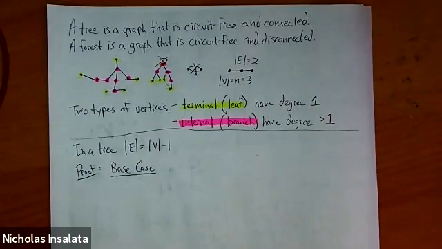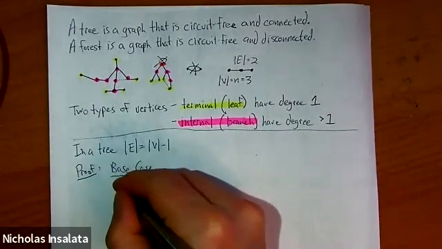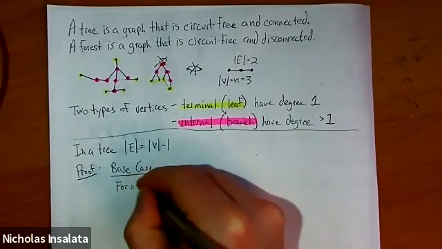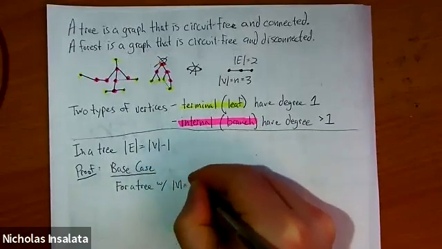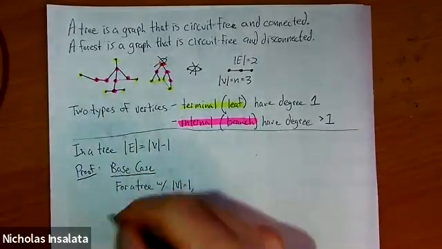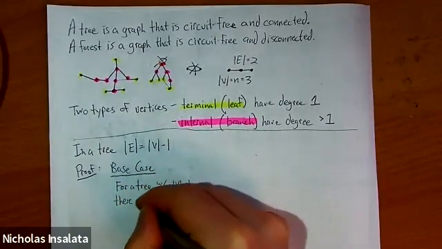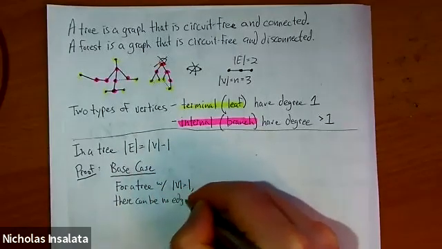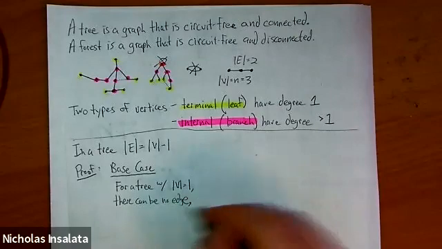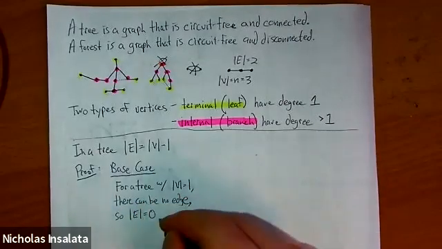One vertex, right? The trivial tree, the seed, as we said. So for a tree with the size of the vertex set equals 1, there can be no edge. So the size of the edge set equals 0.